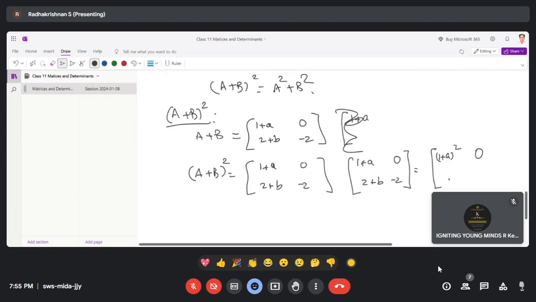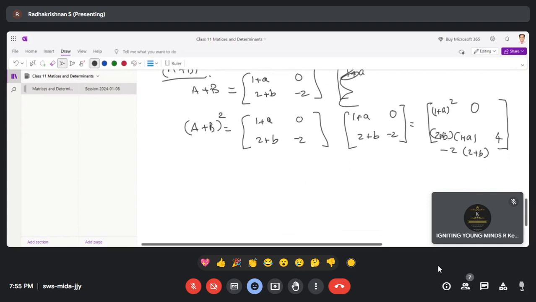Okay. So this one, second row and first column, this will be 2 plus b into 1 plus a, minus 2 into 2 plus b. Okay. And the last element will be 2 plus b into 0 plus minus 2 into minus 2, so that is 4. Okay, so this is what you get. Okay, we can simplify this a bit. 1 plus a whole square, I'll keep it as it is. 1 plus a whole square, 0.